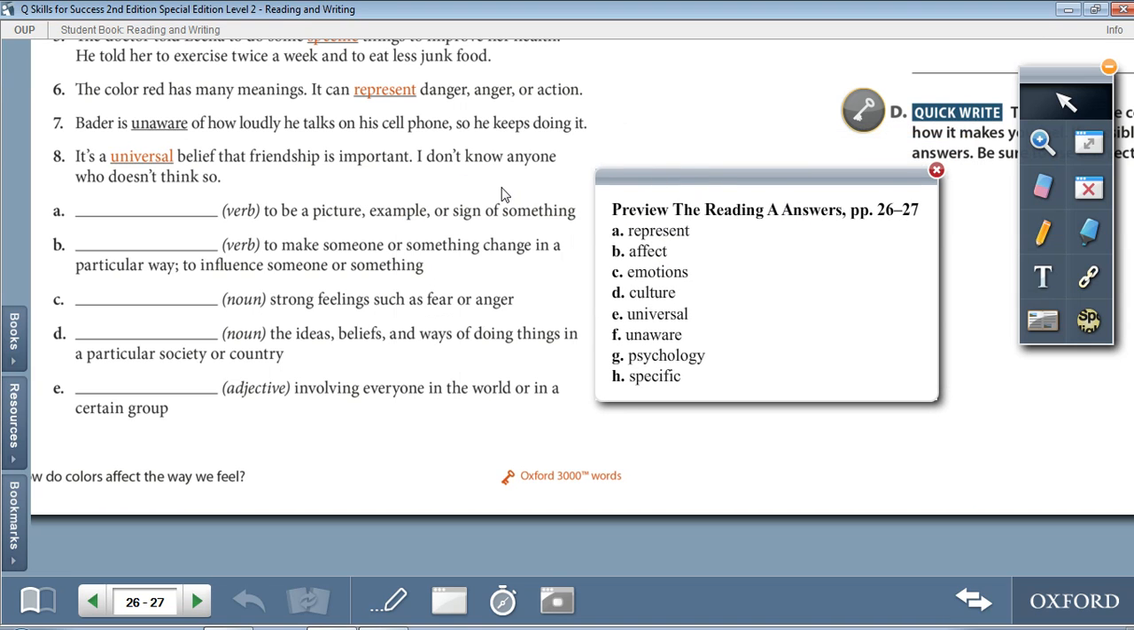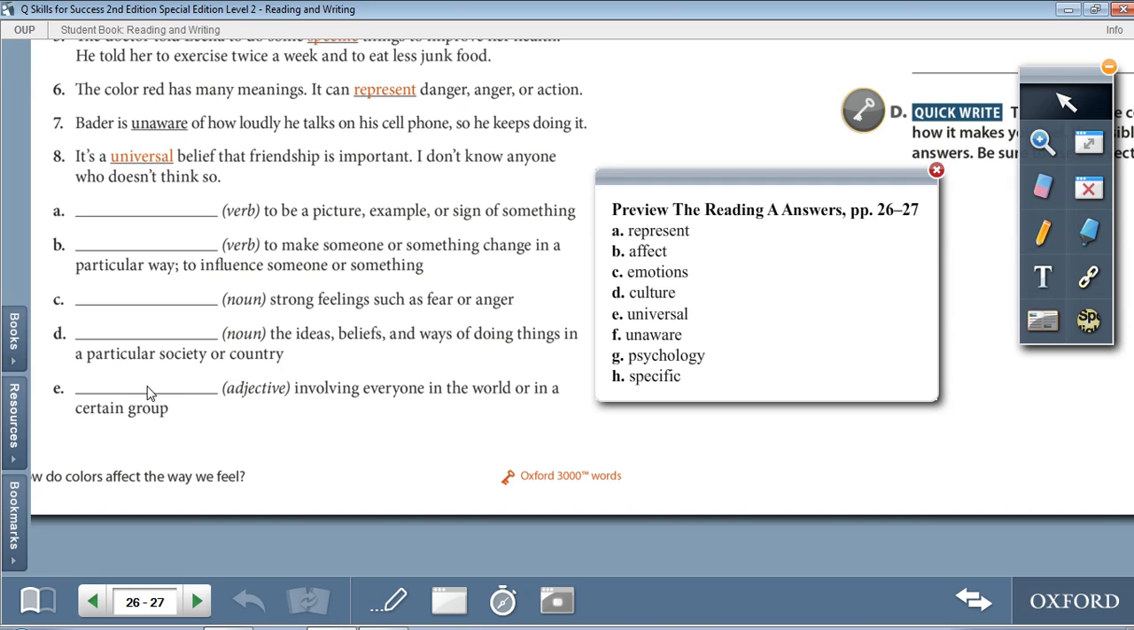A. Represent, verb, to be a picture, example, or sign of something. B. Affect, verb, to make someone or something change in a particular way, to influence someone or something. C. Emotions, noun, strong feelings such as fear or anger. D. Culture, noun, the ideas, beliefs, and ways of doing things in a particular society or country.